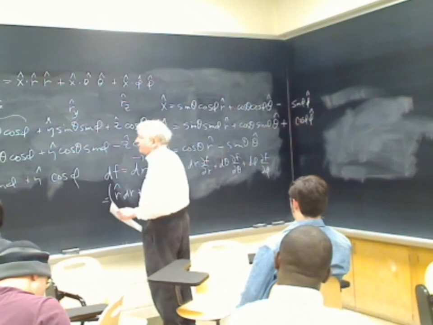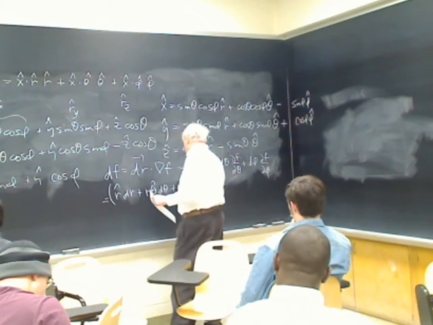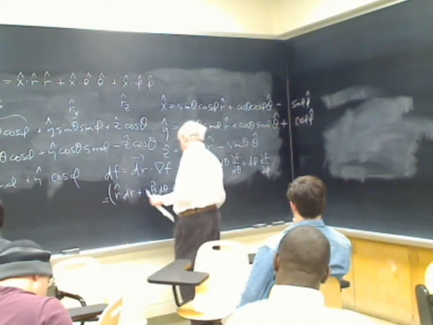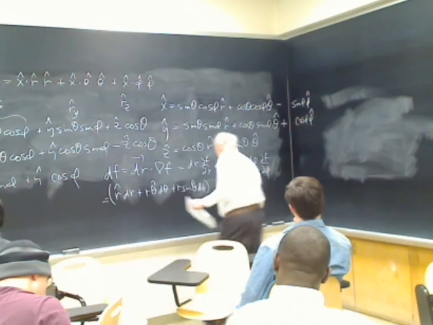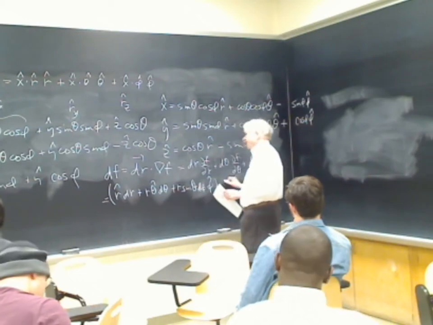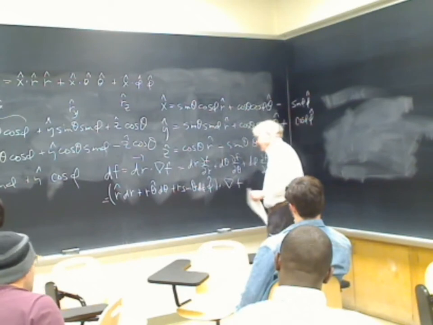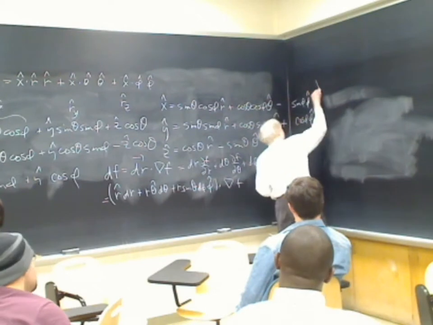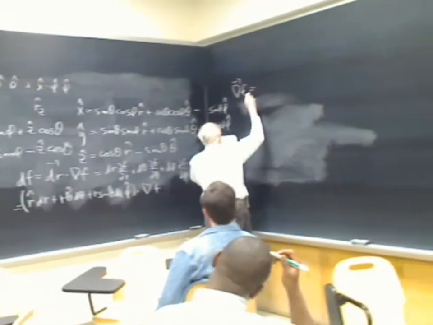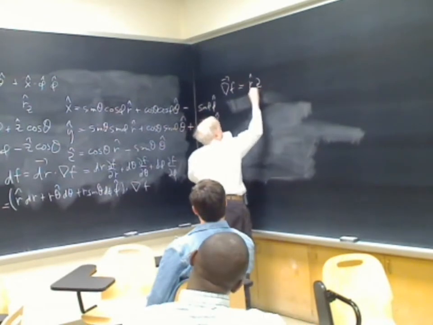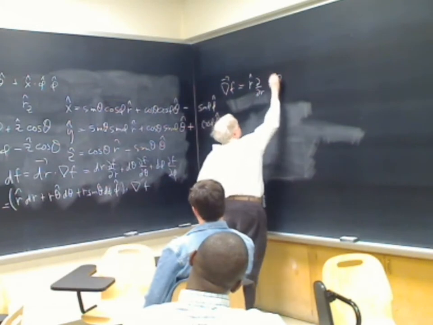plus r theta hat d theta plus r sine theta d phi times phi hat. You need phi hat dotted into grad f. And so what we see here is that grad f then is equal to r hat partial r plus theta hat.